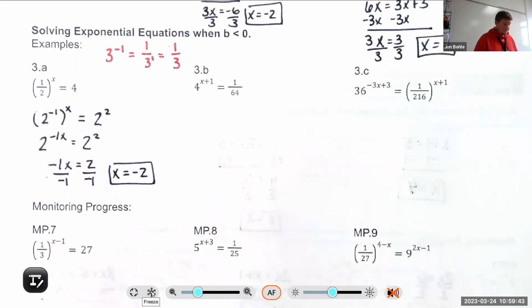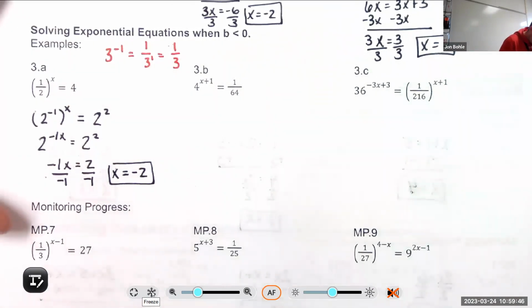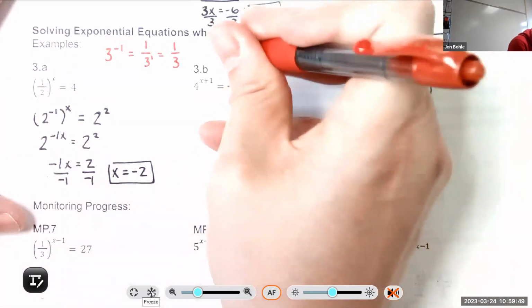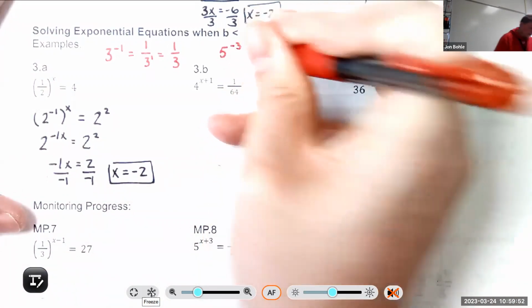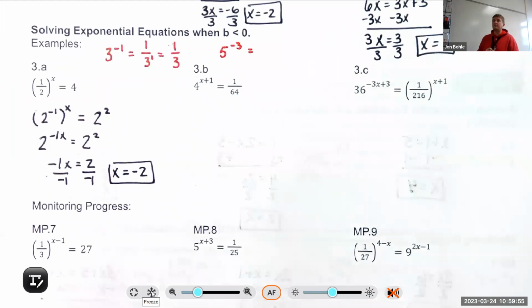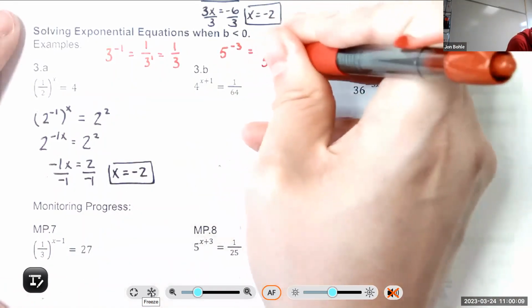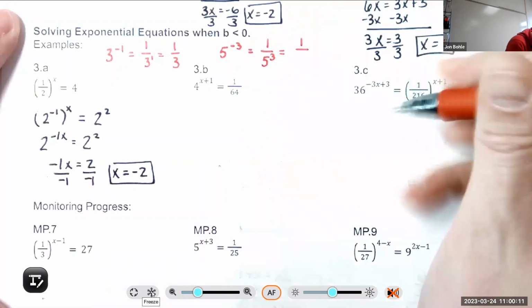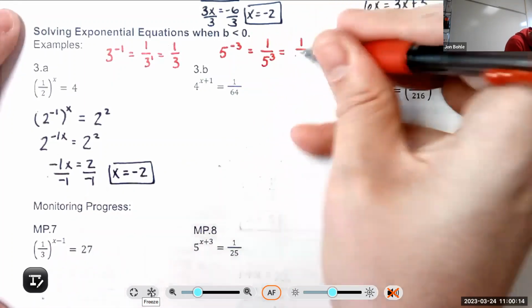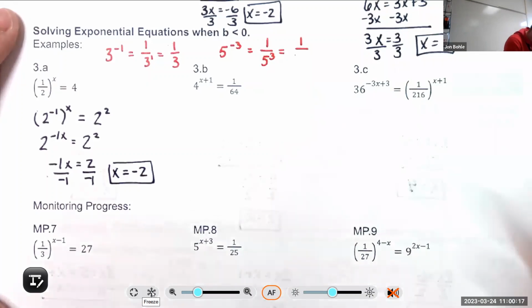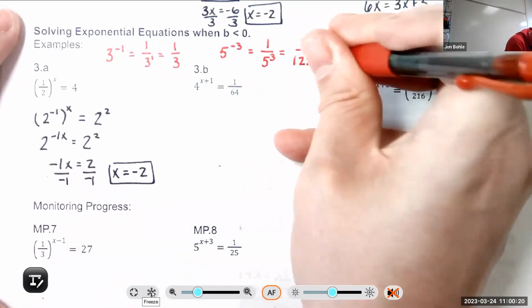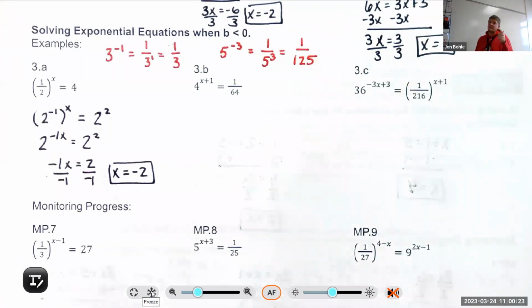Now, let's consider this. Anybody remember how I simplify 5 to the negative third power? Put it on the bottom. Flipping it means put it on the bottom. But what do I do then also? What happens to the exponent when I put it underneath? And anybody know what 5 to the third power is? Not 25. 125. 5 times 5 is 25, times 5 again.